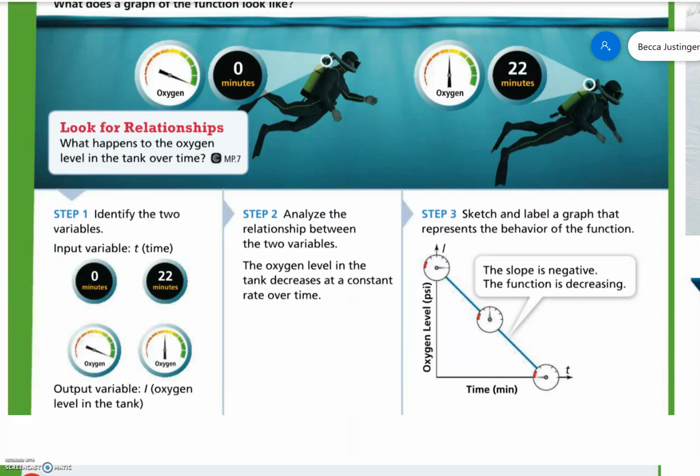So the input variable is time. Remember, x. Input is the x value, and output is the oxygen level in the tank. So when 0 time has passed, that's our y-intercept, she has the most amount of air in her tank. But then as time passes, the amount of air in her tank decreases. The slope is negative. All we're doing for today's lesson is just sketching the graph of a story they tell us.